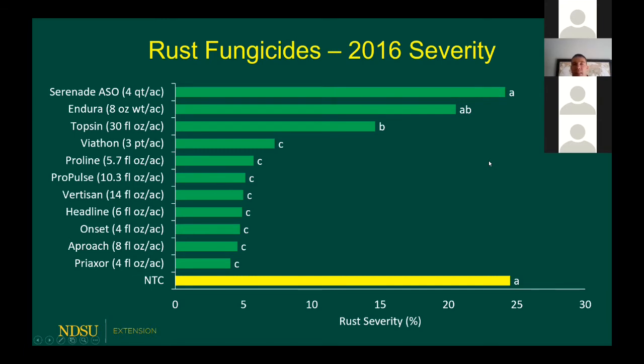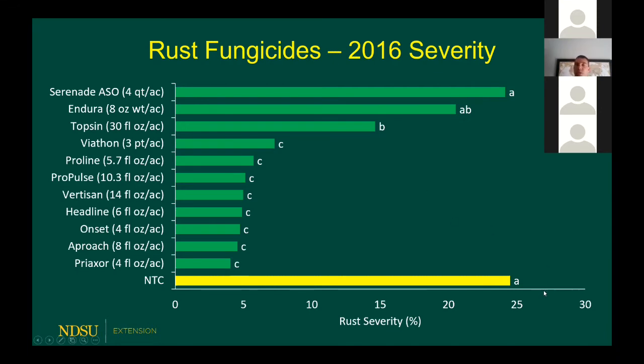Here's 2016, same thing. So we have another epidemic, and these are on NDSU's campus where we can put the spores down and not interfere with any production. And you can see the rust severity of the non-treated control, and the yellow bar at the bottom is 25%. That's a lot of rust. And again, you can see that these products are working pretty well. The ones that don't work as well are the ones you might be tempted to spray for white mold, Topsin and Endura, for example.